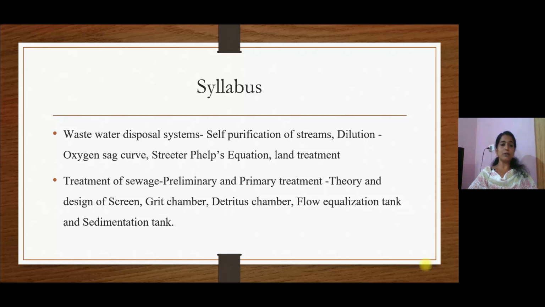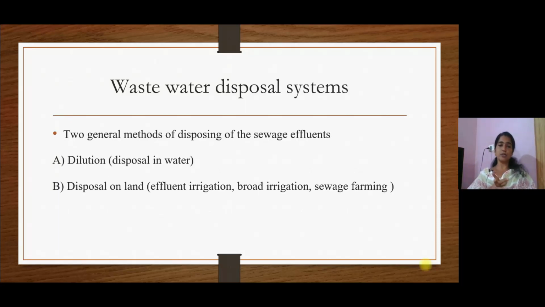First, we will move on to the first session, that is wastewater disposal system. There are two major methods of wastewater disposal system. First one is dilution system and second one is the disposal on land. The dilution system means the disposal of wastewater into the water, so that is surface water, and the disposal on land means effluent irrigation, broad irrigation and sewage farming.